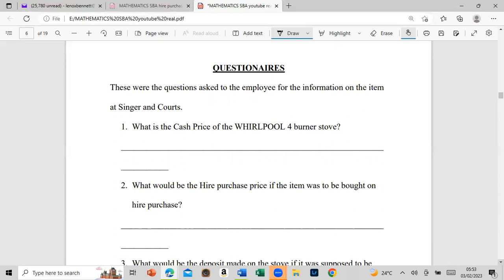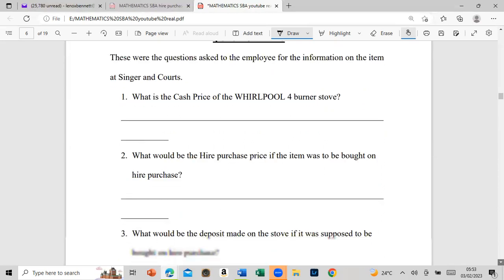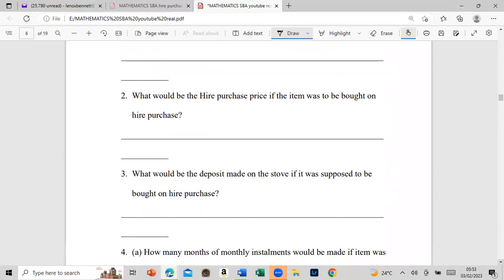What would be the hire purchase price if the item was to be bought at hire purchase? What would be the deposit needed? And now the deposit is the initial money that you pay. So the first money that you pay, that's called a deposit. There's a down payment that is necessary. So it's a deposit. All right.